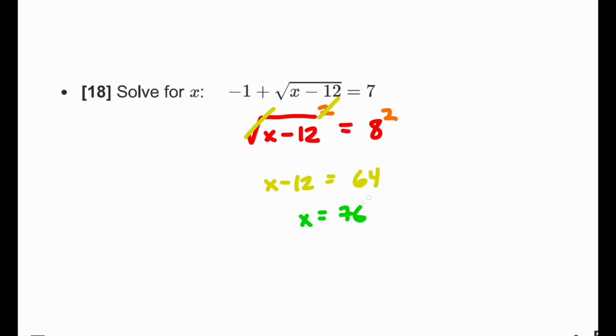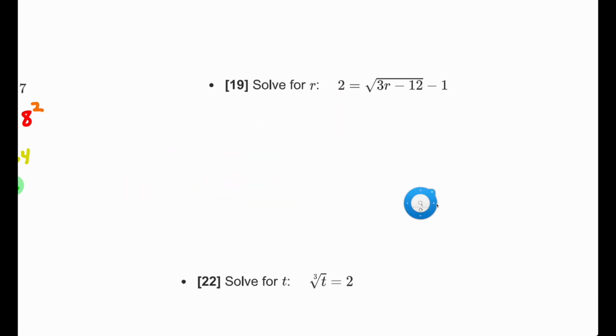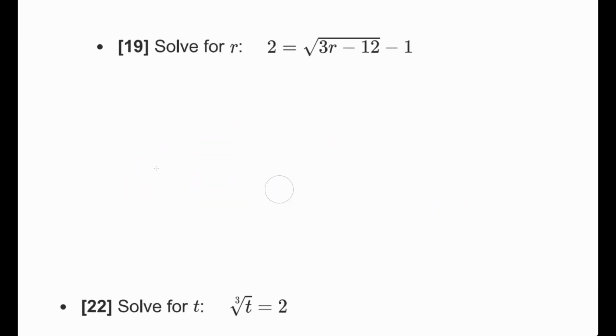And you can check it again. You'll notice it does work. 76 is the answer. All right, next thing, 19, same sort of deal. First thing we're going to do is add 1 to both sides. So you're going to get 3 is equal to the square root of 3r minus 12. Okay, then we're going to square both sides. Cancel, cancel, and you're left with 3r minus 12 is equal to 9.